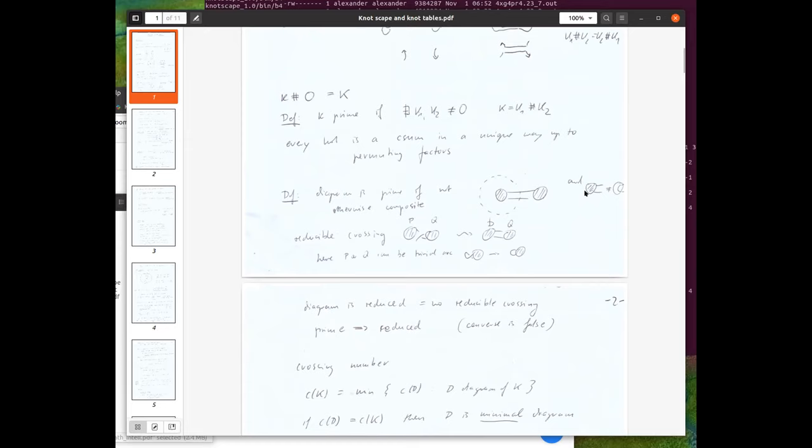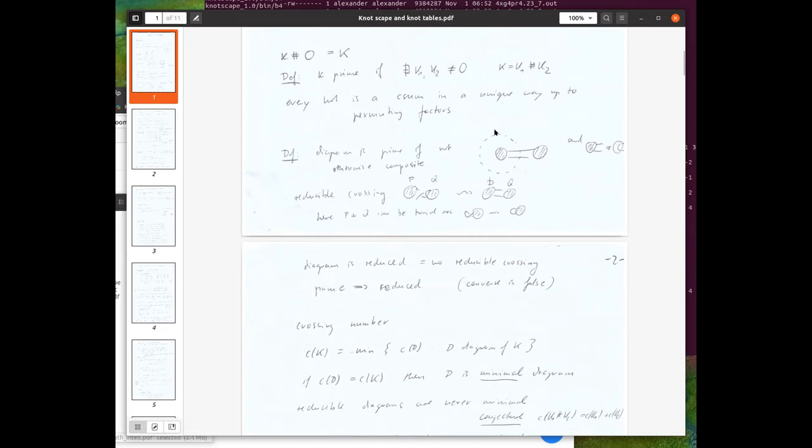Okay. So this kind of diagram I call a composite diagram, and if it is not of this form, then I call it prime. Okay, so there should not be a decomposing curve which intersects the diagram in two points, and inside and outside there is at least one crossing. So this is what is called a prime diagram.